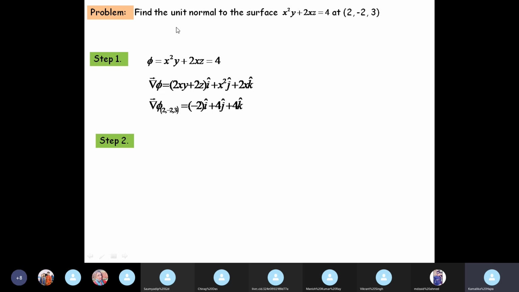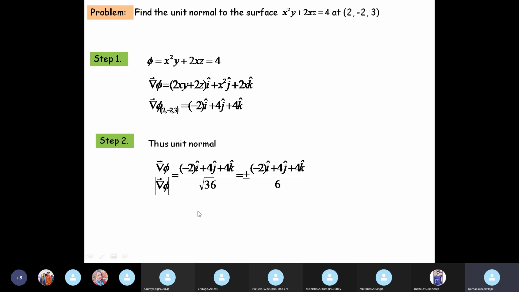Now it has asked you to find the unit normal. So this is just half the answer. To find the unit normal, what do we do? Grad phi by mod grad phi. So (-2 i cap plus 4 j cap plus 4 k cap) divided by root over 2 squared plus 4 squared plus 4 squared, which gives you plus or minus 6. Now this plus minus is very important because root over 36 means plus or minus.